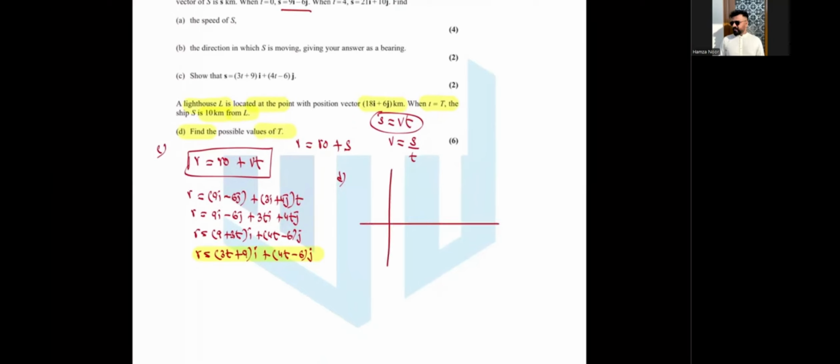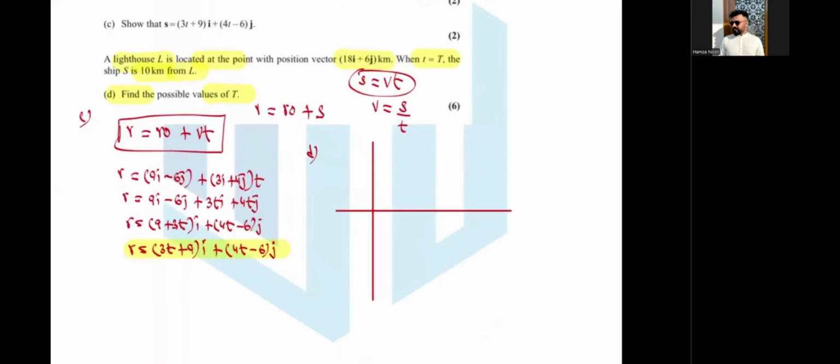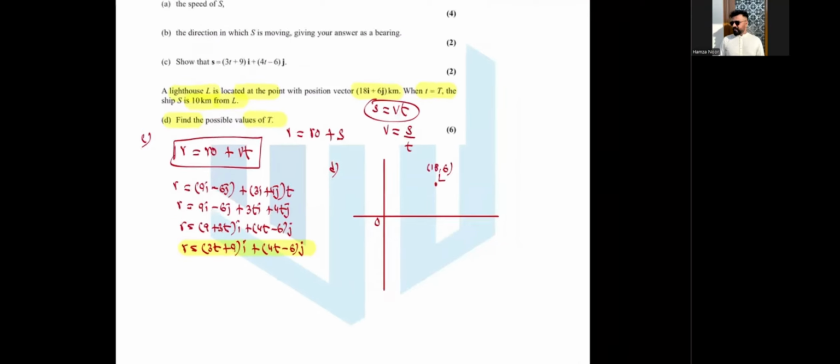All right. So the position vector of the object L, meaning the lighthouse, is 18i plus 6j kilometers. So from the origin, horizontally 18 units and vertically 6 units. So let's say somewhere over here. Let's say this point is (18, 6), meaning the vector is 18i plus 6j.